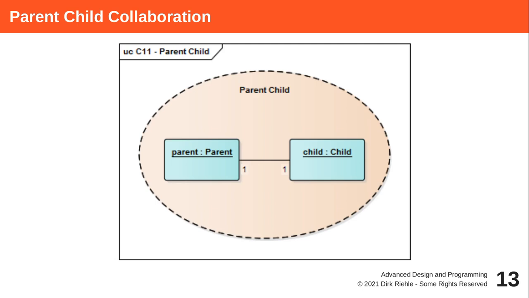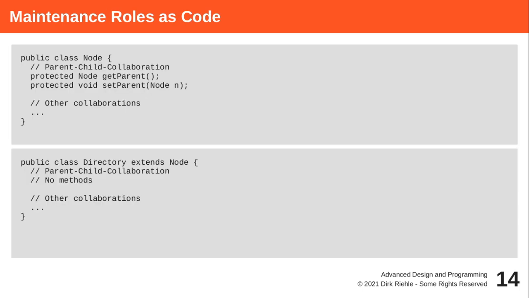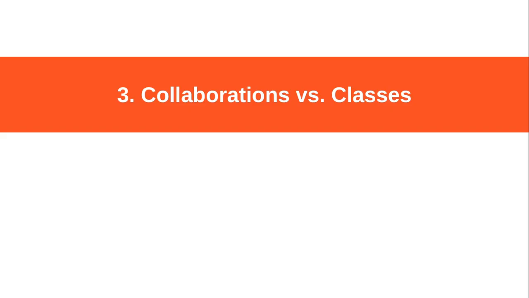So the methods here are that if a child has a parent, then the parent needs to know the child, and the child needs to know the parent. So they're basically get and set methods that we assign to the node. And we do that in this case both to the node. We will see the composite pattern later on, again, how it combines these different role models, collaboration specifications.